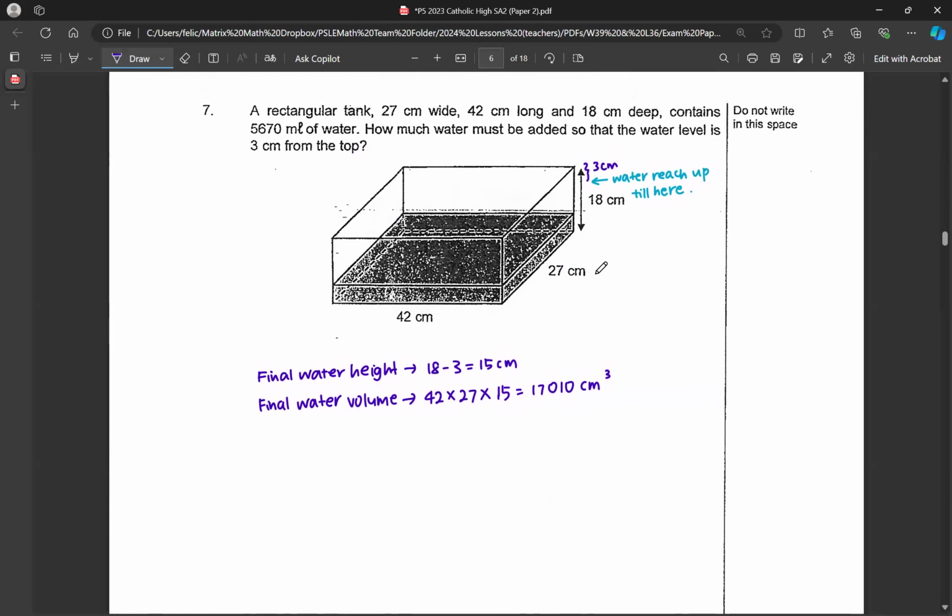Now, currently the tank contains 5670 ml of water. If I were to change 5670 ml to cm3, it's just 5670 cm3. They're pretty much the same thing. So currently there's so little water, only 5,000 plus. But my final water volume, I need it to hit this much. So how much water must be added is the difference between these two. Basically, I use the final water volume minus away the current volume.